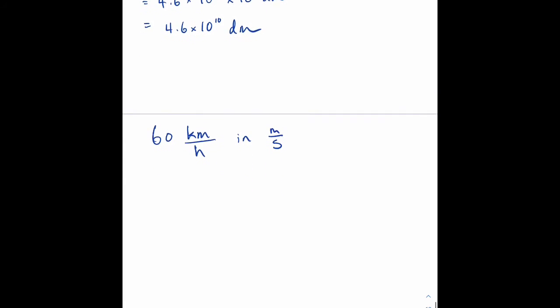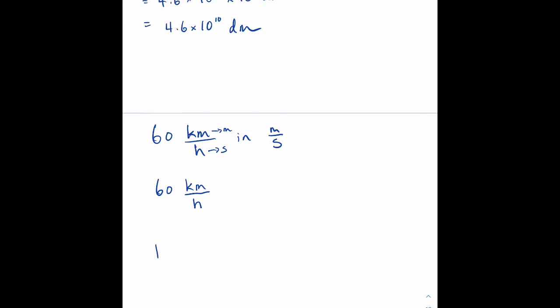So I'm going to use the exact same method. I'm going to start with 60 kilometers per hour. And really, the only thing for doing this method is to make sure that I keep my units with the quantities so I can cancel them. I need to get from kilometers to meters. So this needs to go to meters, and this needs to go to seconds.